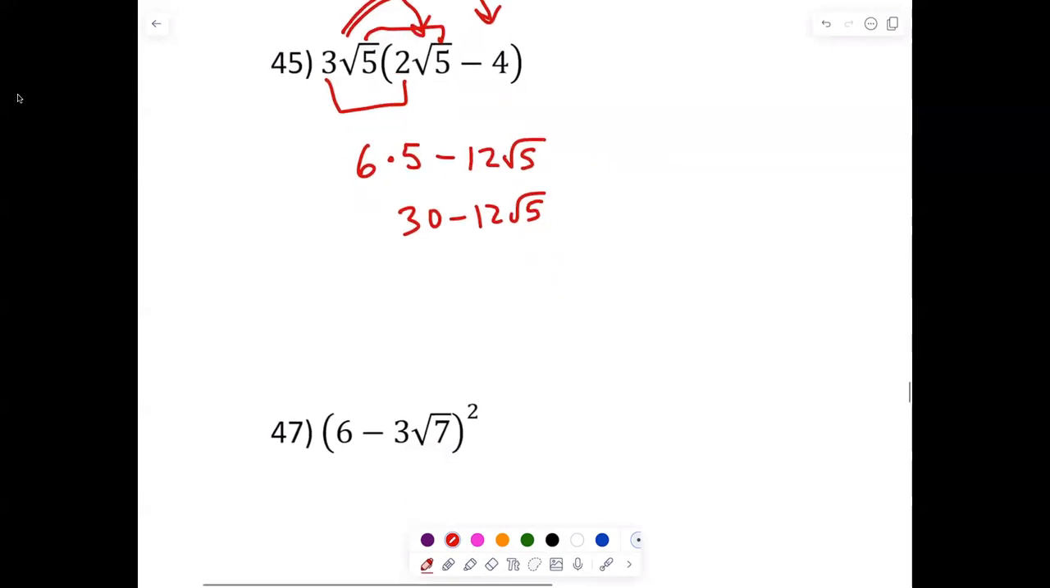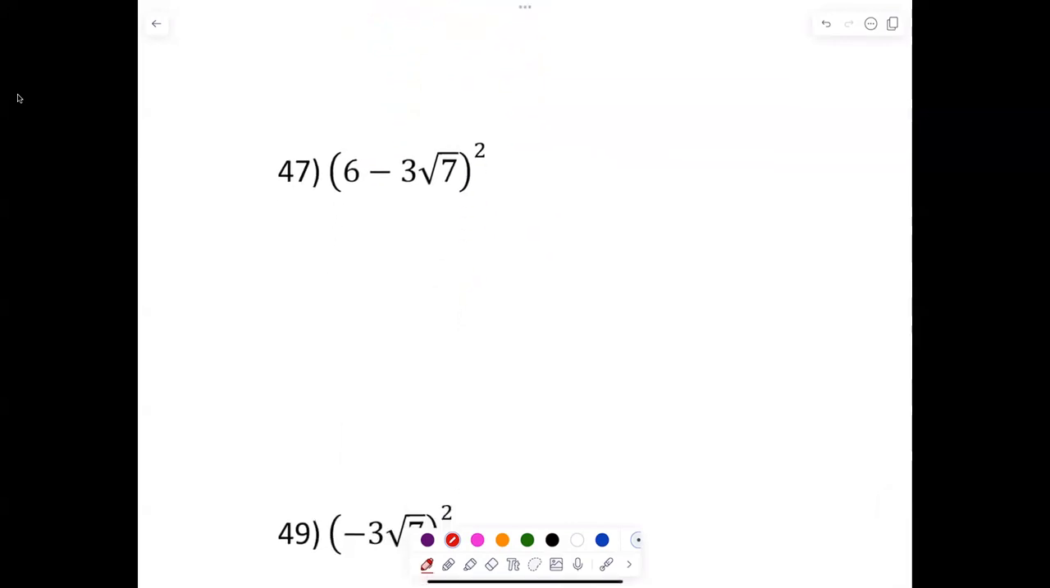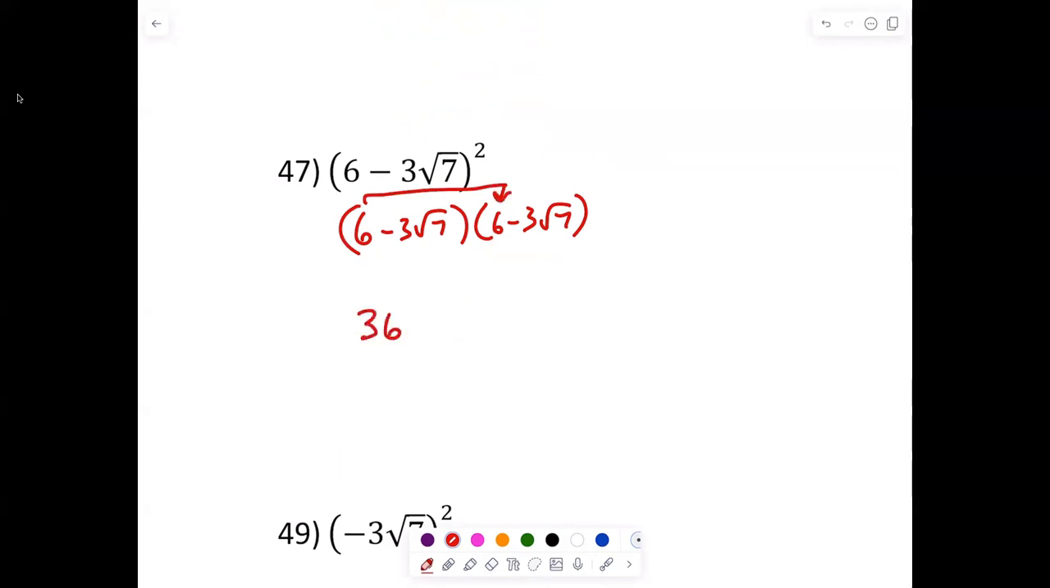Now the hard one, 47. So you write it twice. 6 minus 3 radical 7, 6 minus 3 radical 7. Good review. Remember, you do the work. 6 times 6. 36. How much is that? Yes, negative 18 radical 7. And again, negative 18 radical 7.